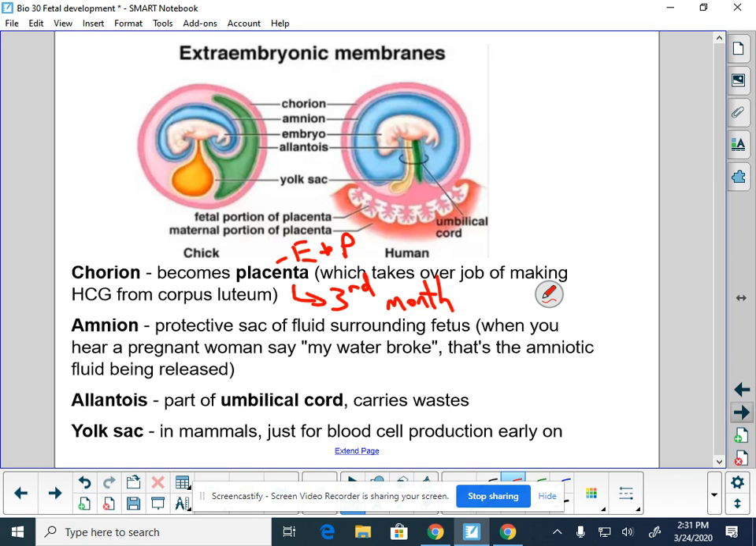And lastly, the yolk sac in mammals, just for blood cell production early on. We don't really have much of a functioning yolk sac like reptiles and birds would. Birds, you can see this chick picture up here. Birds have a huge yolk sac because that's where they get their nutrients from. Same with reptiles, because they don't have a direct physical connection with their mother. Whereas in humans, of course, we've got the umbilical cord and the placenta, allowing exchange back and forth.